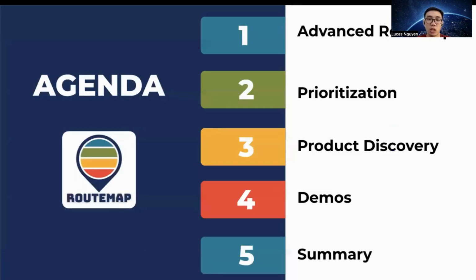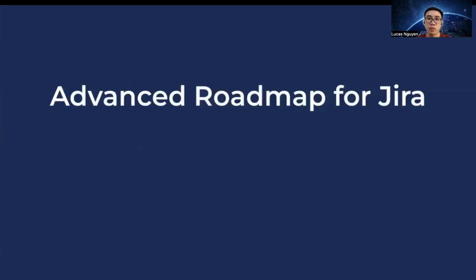Now, let me introduce you to the agenda of this video. First, I will go through the three main features of Roadmap, which are Advanced Roadmap, Prioritization, and Product Discovery. Then, I will move on to the demos, where I will show you how to use Roadmap to really conduct these three features. And finally, I will go on to the summary of this demo video.